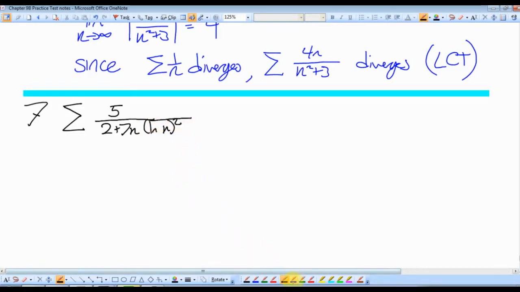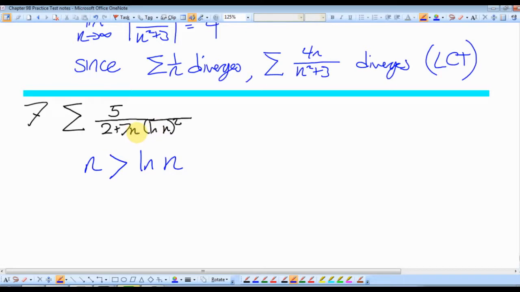Okay, so that helps me. n is always bigger than the natural log of n. Let's get a sense of this. Do you think that the denominator grows fast enough for convergence? I think so. Yes, I believe the denominator grows fast enough for convergence.